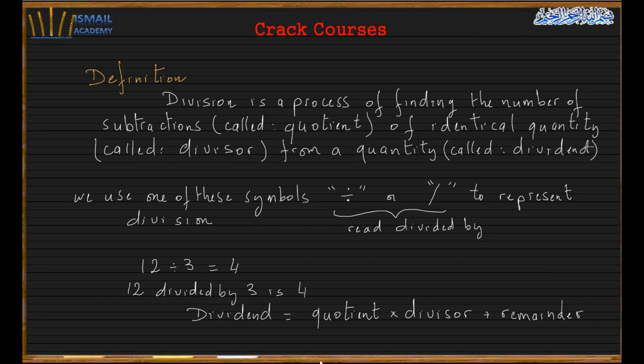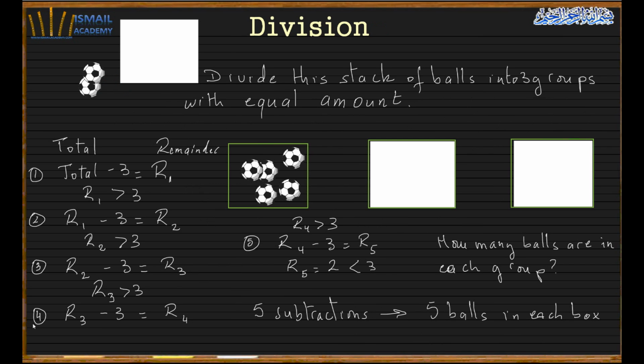And don't forget that remainder must always be less than the divisor, and it can be equal to 0. So 0 is possible but it cannot be equal to the divisor. This is a very important condition, as if you remember what we did at the beginning, when the remainder is equal to 2, we didn't do anything, so we stopped.